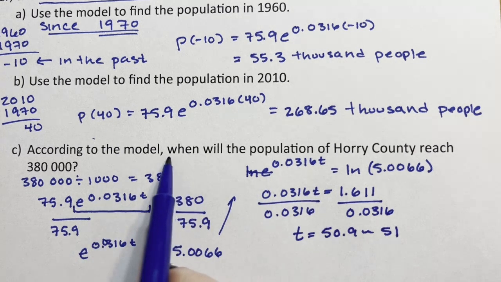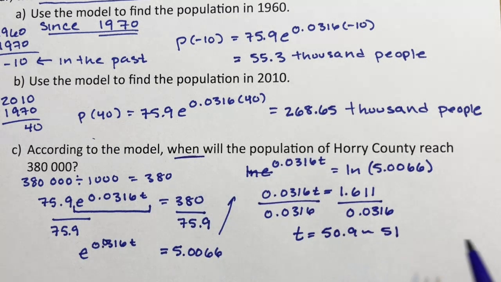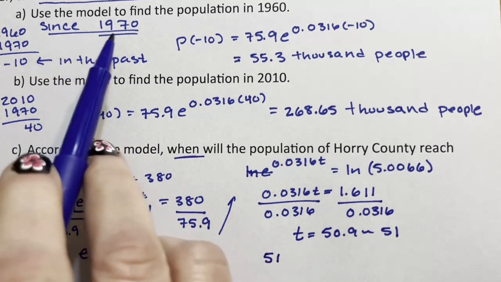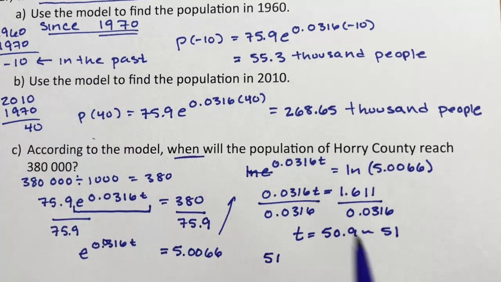When this is asked when, I'm not going to say in 51 years. I'm going to take that 51. I'm going to add my reference year, plus 1970, and get that this is happening in 2021.